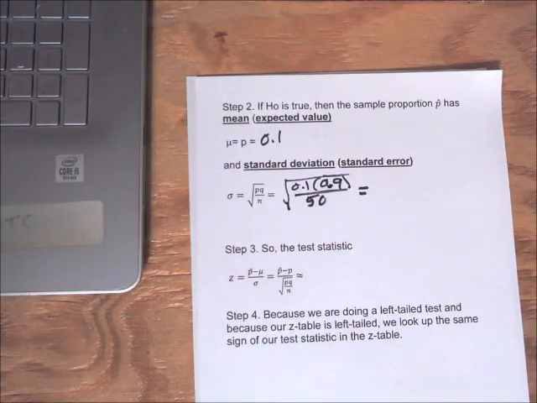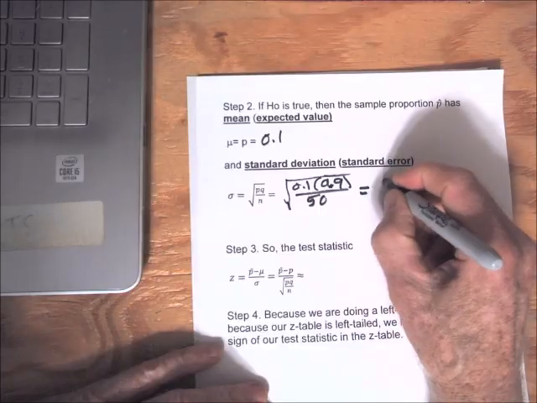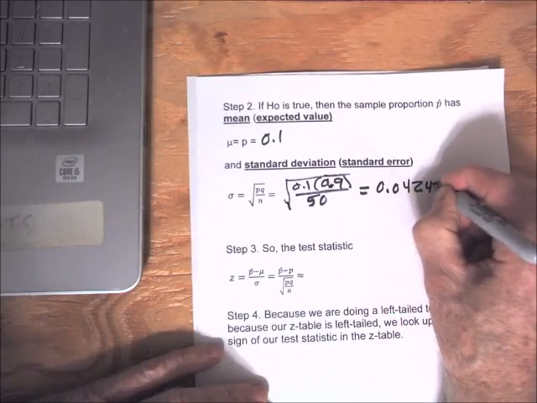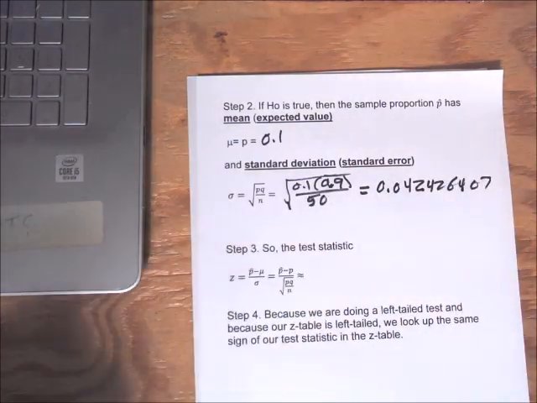And put this in a calculator. You can pretty much do it all in one step. Second, square root of 0.1 times 0.9 divided by 50. Don't push equals until the end, because everything is under the square root. It gives 0.042426407. Okay, so I'm going to store this in memory so I don't have to retype it.